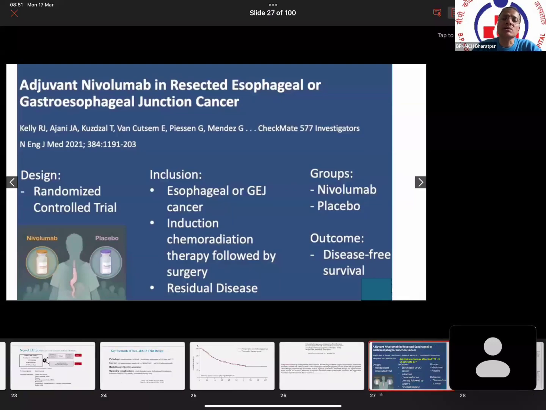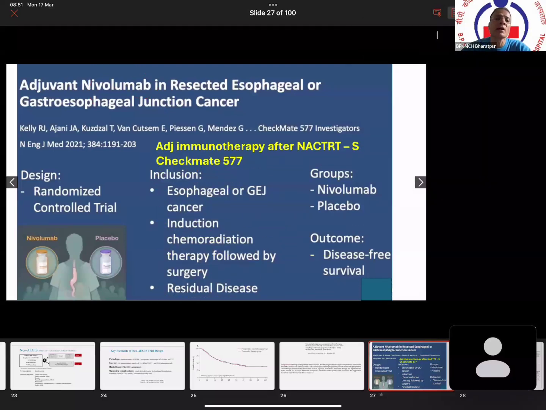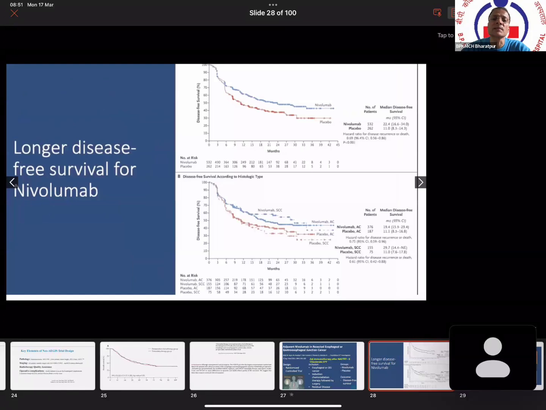Now coming to the CheckMate trial, every solid tumor has got immunotherapy in the armamentarium. It means either we start in the neoadjuvant setting or the adjuvant setting. Nivolumab has come up with good results when combined in the postoperative period. It has been shown that adjuvant immunotherapy after neoadjuvant chemoradiation and surgery, in the CheckMate 577 trial, gave better outcomes. We can see here, the nivolumab group has far longer survival than the non-nivolumab, the CROSS-protocol-only patients.